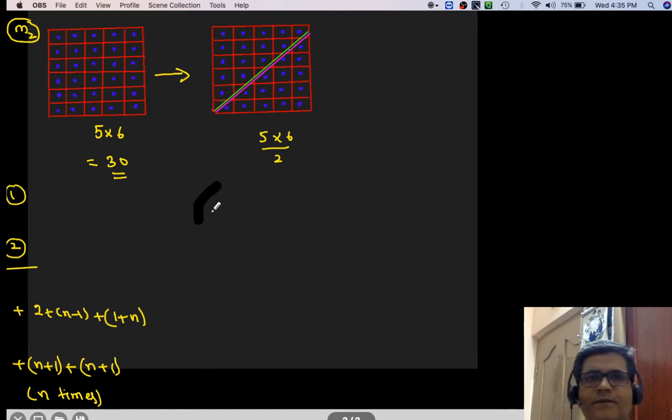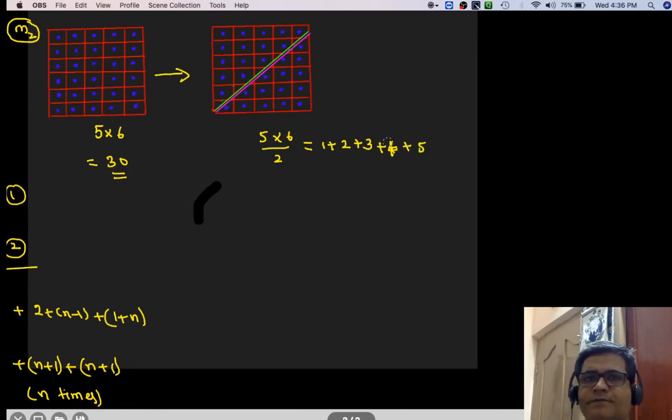Now we will count the number of dots in the below part. That is, the first row has 1 dot, here 2 dots, 3 dots, plus here 4 dots, plus 5 dots.